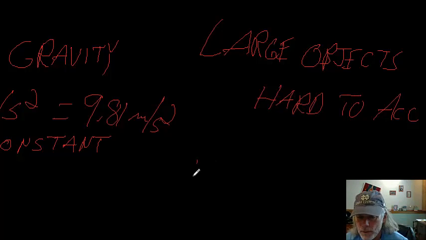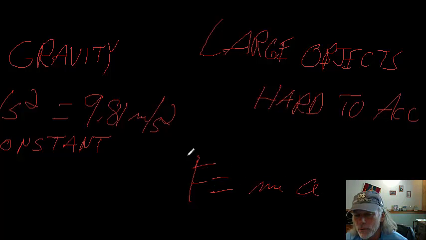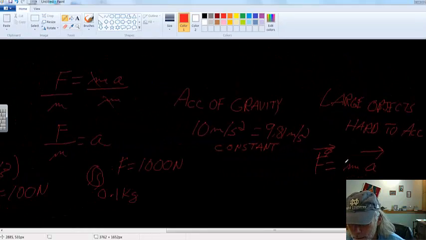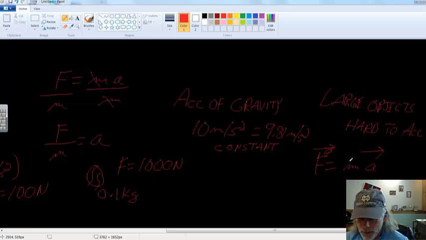The other thing you need to remember on this formula, and we'll keep coming back to this, is that force and acceleration are vector quantities. And remember, vector quantities have magnitude and direction. I'm not going to put these arrows in all the time. You'll see them in different things. But force and acceleration are vector quantities. Mass again is in kilograms.